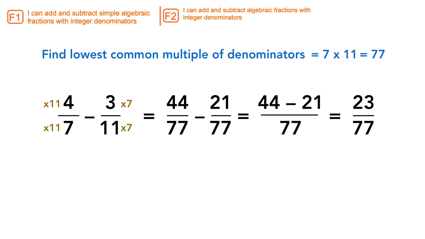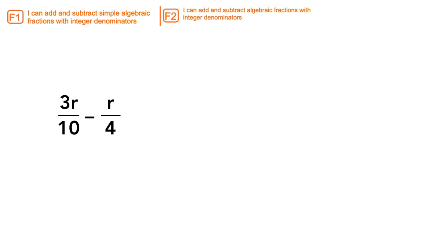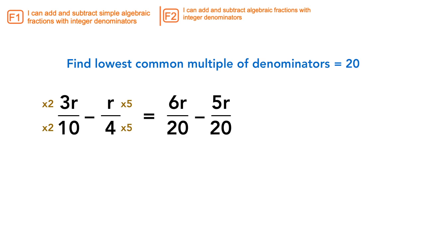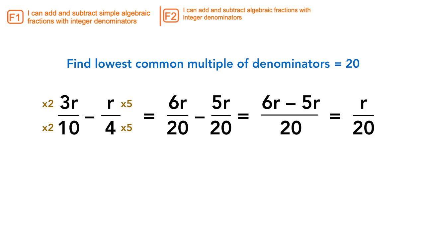How does this link to algebraic fractions? Well, we can use the same reasoning with this type of question. We find the lowest common multiple, which is 20, multiply the denominators by 2, then 5 to give us 20. Then to keep the fractions equivalent, multiply the numerators by the same values. Now the denominators are the same, we subtract the numerators. The final answer is r over 20.